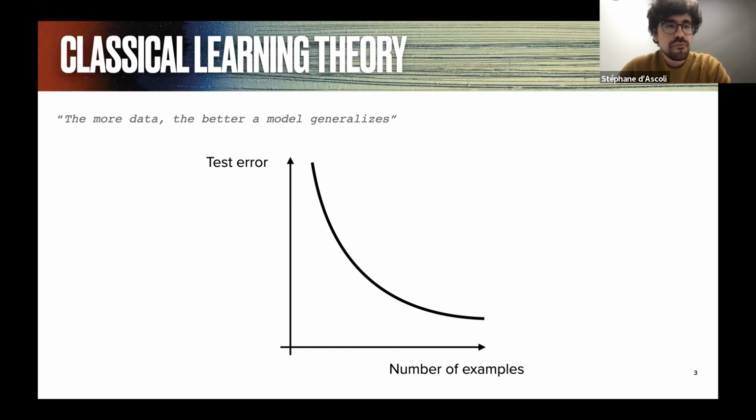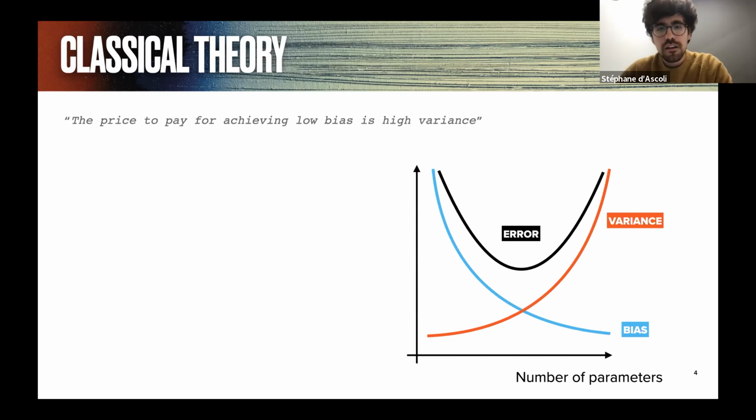If we start from the basics, classical learning theory tells us that the more data you have, the better your model is going to generalize. And this, of course, makes total sense. What is a bit more intricate is what happens if you have a learning model and you make it bigger, if you give it more freedom, more parameters to learn with. What learning theory tells us is that in this case, we expect to see a U-shaped curve for the generalization performance, in this case, the generalization error.